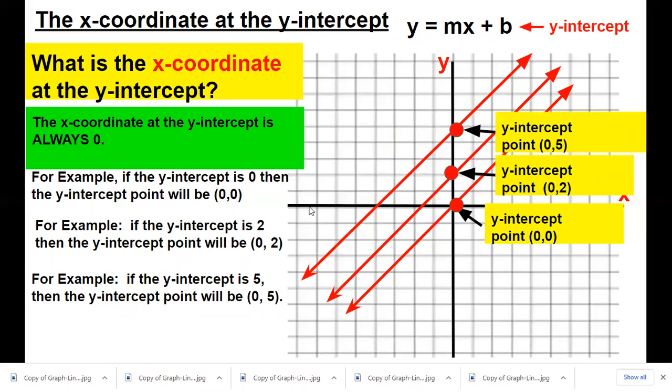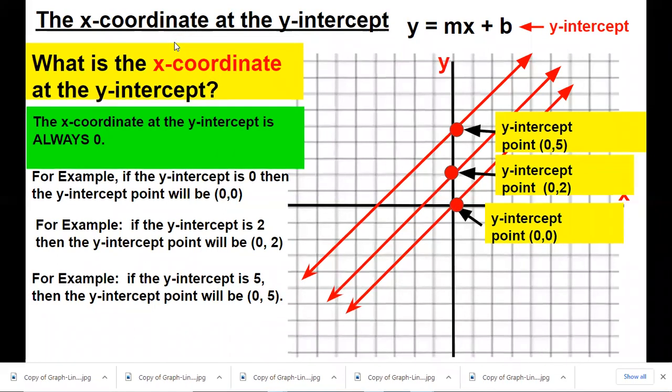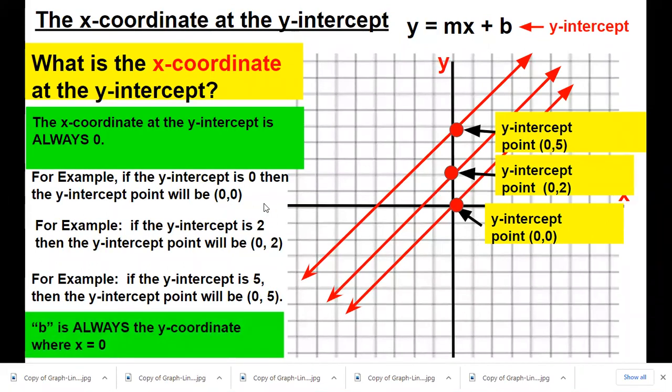And by the way, this point here, let me grab my spotlight, this is the x-intercept. And the y value will always be 0 at the x-intercept. Here's another x-intercept for this line, and this is the x-intercept for the proportional relationship. So it's just the opposite when you're talking about the x-intercept. We're talking about the y-intercept. B is always the y-coordinate where x equals 0. Very important point.